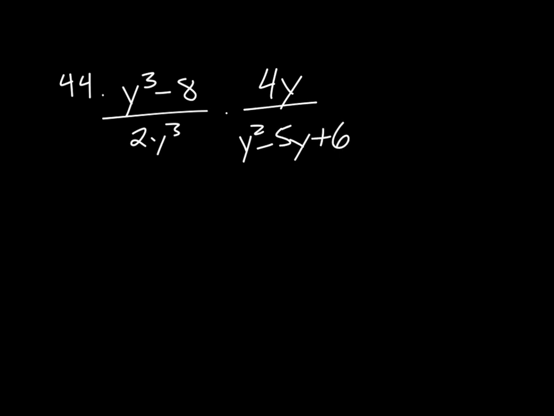Alright, so we're going through all the steps. Step number 1, factor everything you see. Can we factor the first numerator? Yeah, that's difference of cubes. So what's the first numerator factor into? y minus 2, y squared plus 2y plus 4.